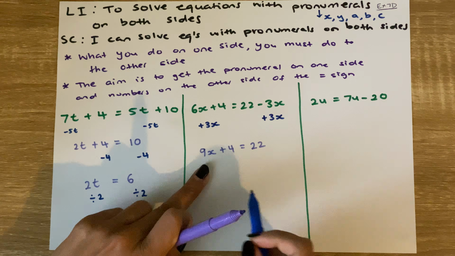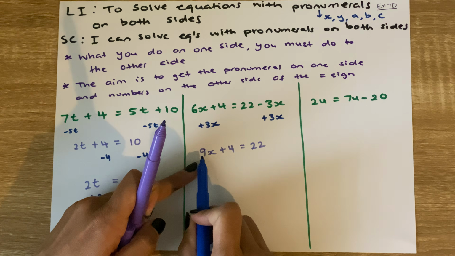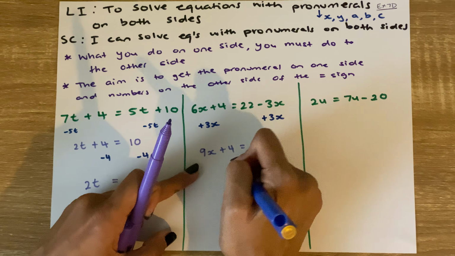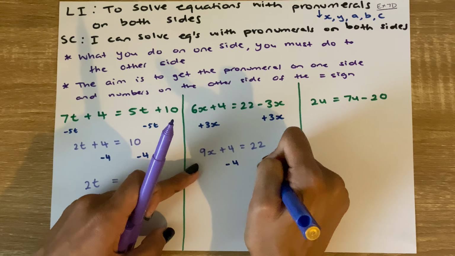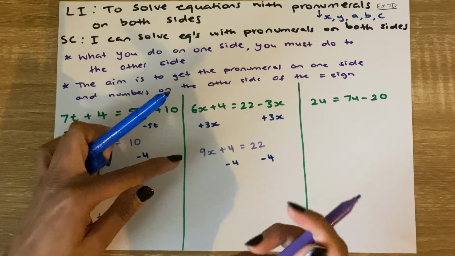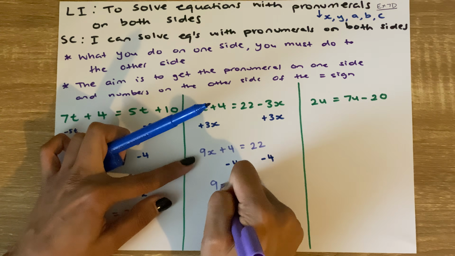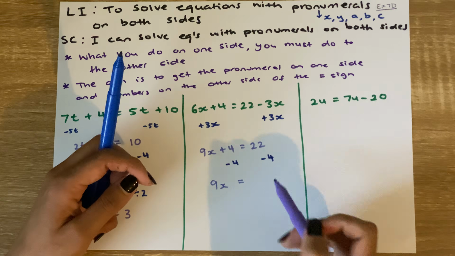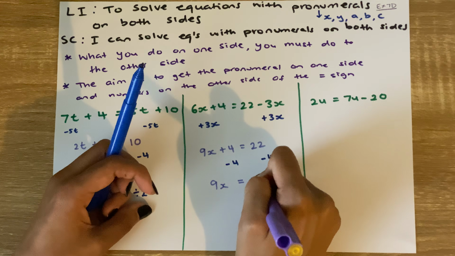So now 9x, the x is with the 9, so I'm going to look at what's not with it. It's the 4. The opposite of adding 4 is subtracting 4, so we're going to subtract 4 from this side. What we do to one side, we have to do to the other. So now I'm left with 9x on this side because 4 take away 4 is 0. They cancel out. 22 take away 4 is 18.